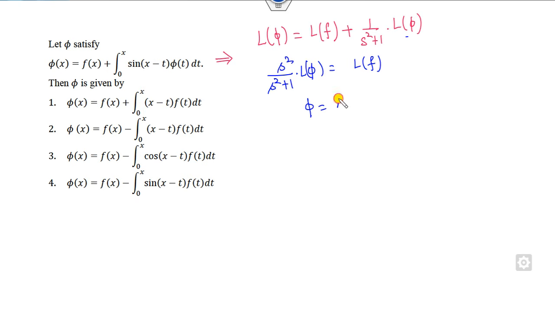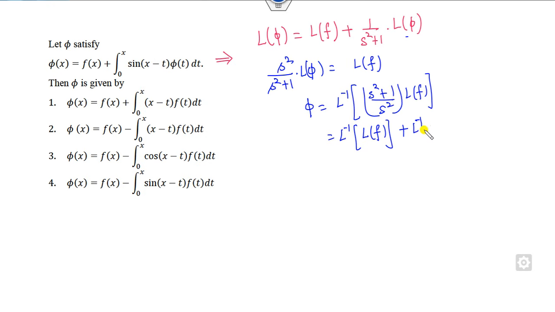So what is phi? L inverse of s square plus 1 over s square Laplace of f. I can take it as separate. So it is f plus Laplace inverse of 1 by s square Laplace of f. What is that? This is f. How can you solve this? This is a double integration, 0 to x, Laplace inverse of f of t dt.